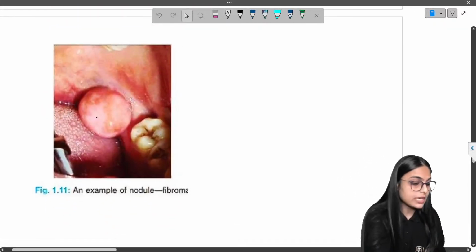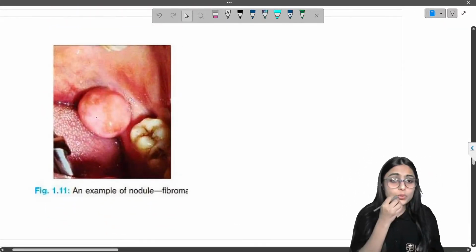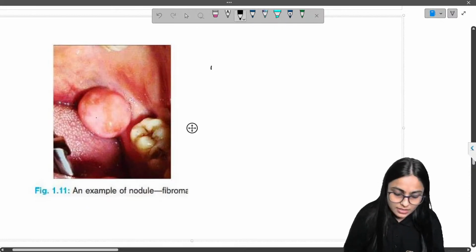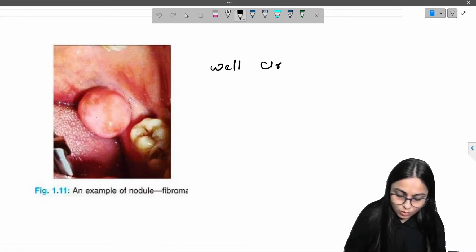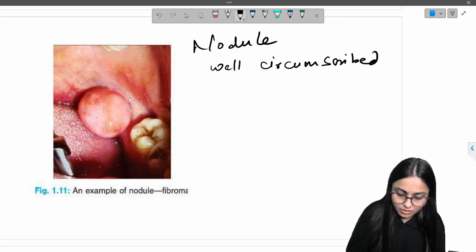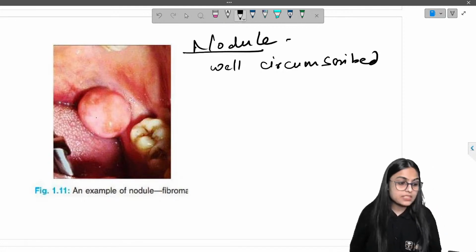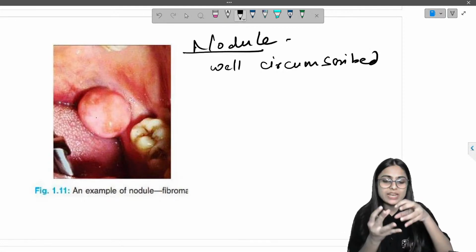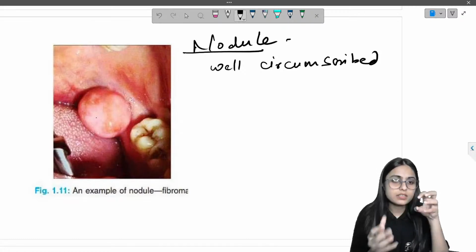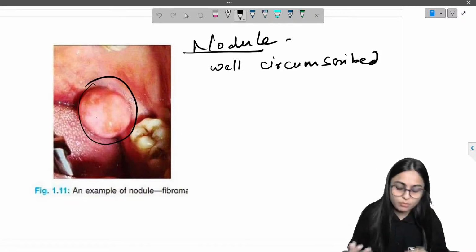Coming on to the next primary lesion, which is a nodule. Now, nodule, as you can see, is well circumscribed, and it is projecting from the surface.